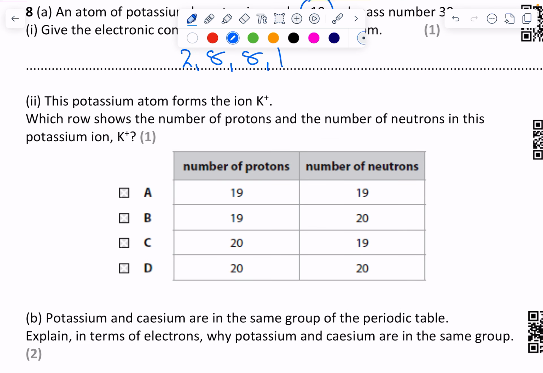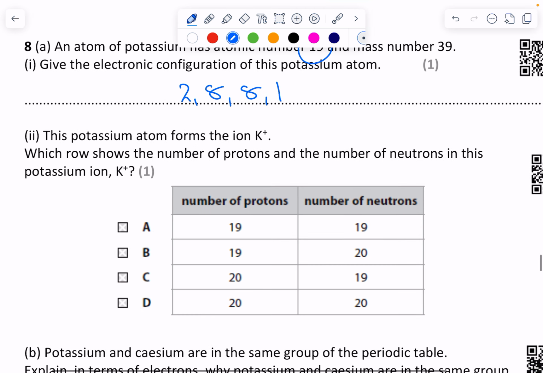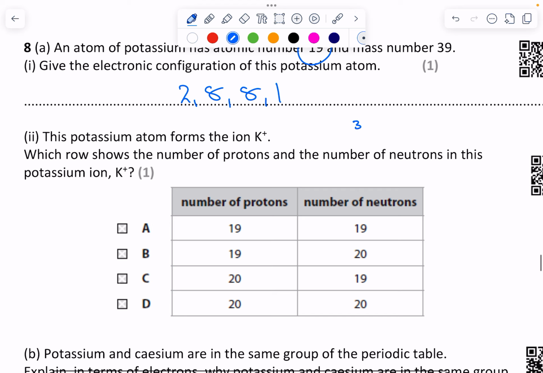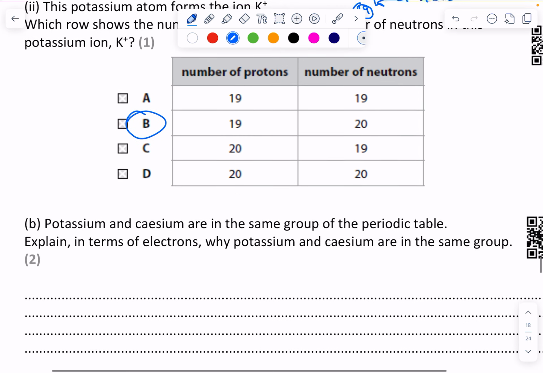Give the number of protons and number of neutrons in the ion. So protons and neutrons never change. So if I just write down the information we're told, it's 39, 19. So this is the number of protons, and the difference, so 39 take away 19 is 20, is the number of neutrons. So I'm looking for 19 protons and 20 neutrons, which is option B.